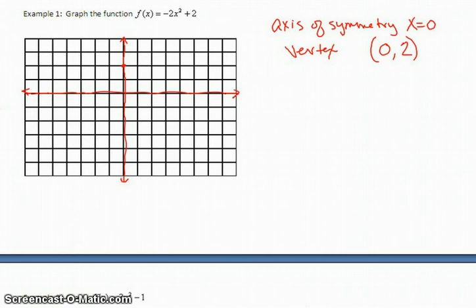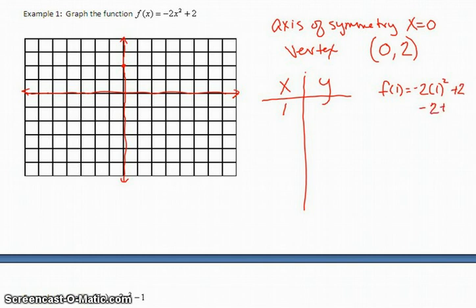Next is create a table. So I'm going to make an x and y, and remember f of x and y can be swapped easily. I'm just going to pick values for x, substitute them in, and see what the output is. If I select 1, that means f of 1 equals negative 2 times 1 squared plus 2, or negative 2 plus 2, which equals 0. I have a point of (1, 0).